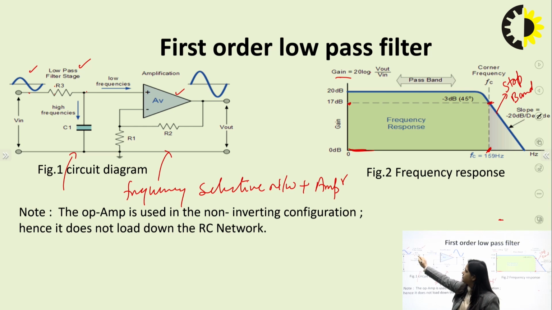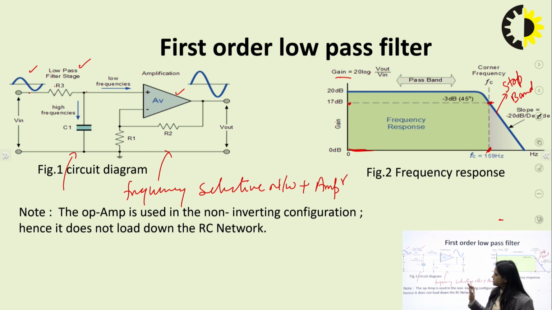Now let's calculate the value of R, because in the design part we are going to calculate the values of R3, C1, R1 and R2. Again I am repeating, if you want to design a filter, first we should know the circuit diagram of the filter. Let's say we have to design a first order low pass filter. Everyone should know the circuit diagram, the non-inverting configuration of the op-amp, and the objective is to find out the values of these components: R3, C1, R1 and R2.